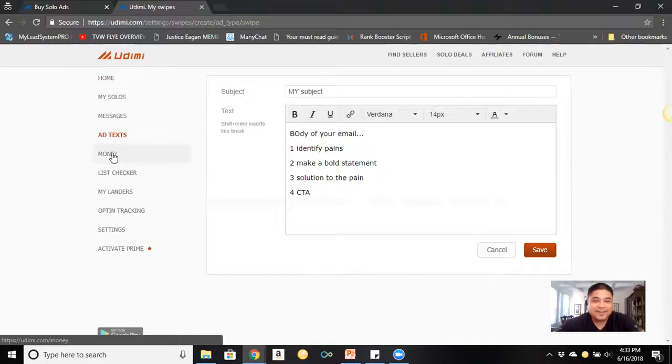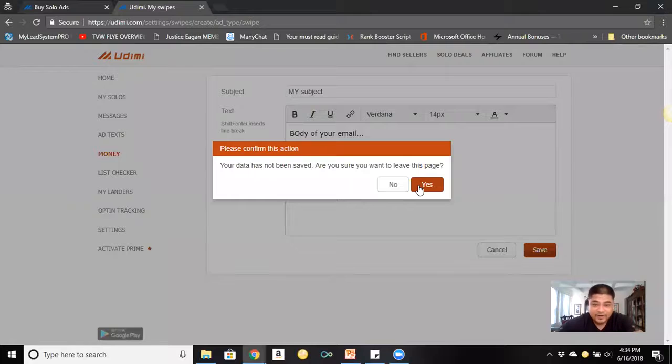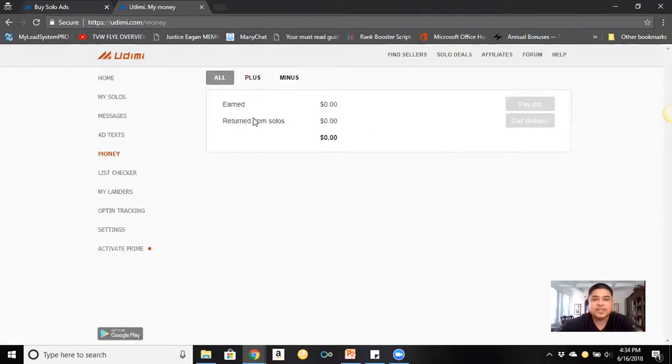All right. So here in the money section, it's basically going to tell you, for instance, if you had a refund, how much money you have left here. It's all in the balance, plus or minus. So for instance, if you run a solo ad and it didn't go so well, and the person refunds you your money, you're going to have a balance here. Because you're not actually going to get money back, but you're going to have money towards your account, so it's almost like a credit.